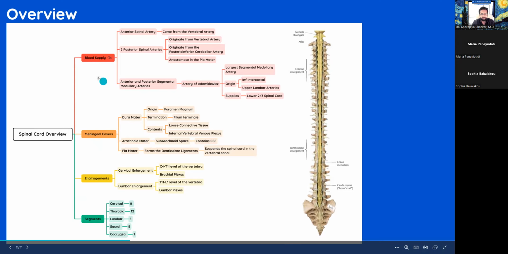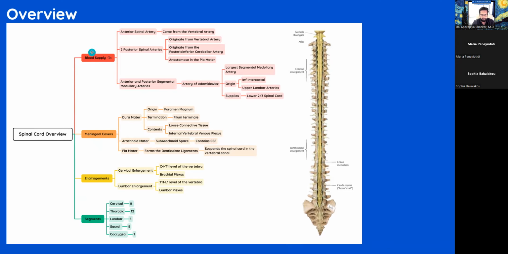But for the sake of simplicity, I'm going to first go on the blood supply. So the spinal cord is actually supplied by the anterior spinal artery and two posterior spinal arteries and something called the artery of Adamkiewicz.